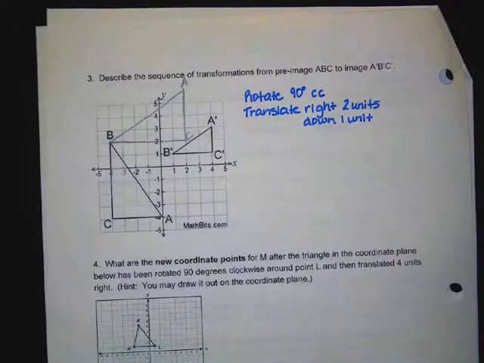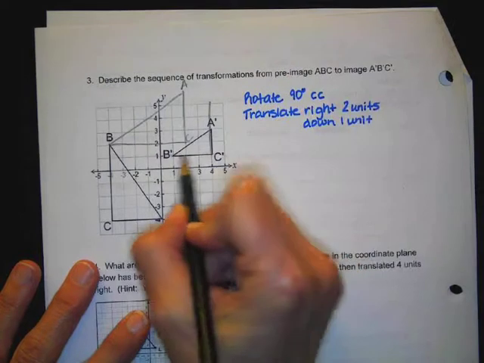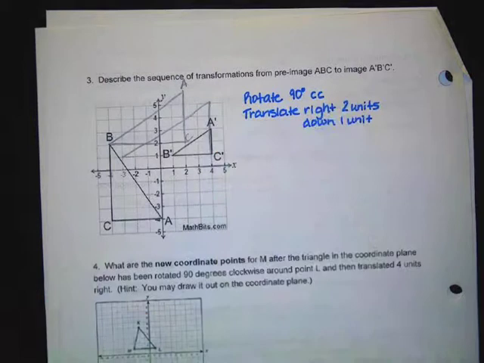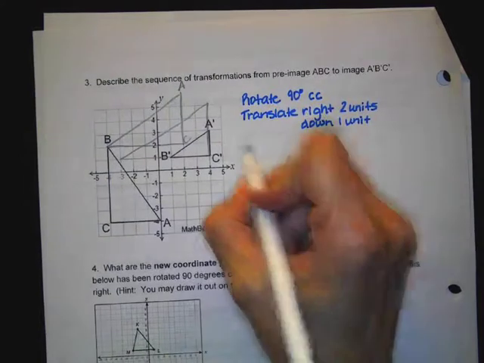And it looks like this side length is 6. Dilate it by 0.5. So dilate by a half, and then it'll land right on there. Perfect. Totally different sequence than second hour.